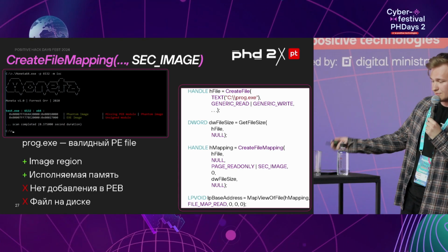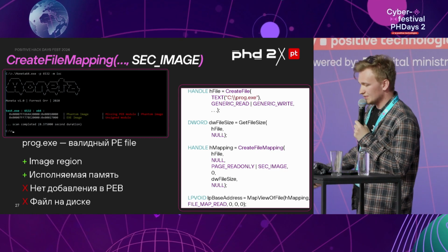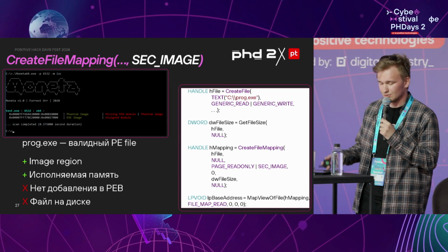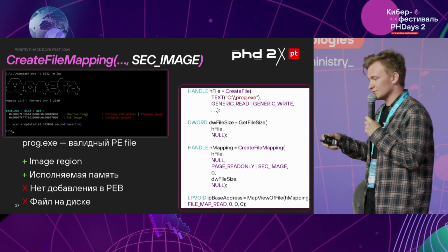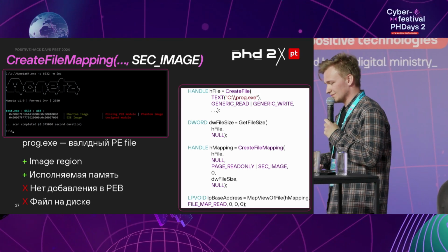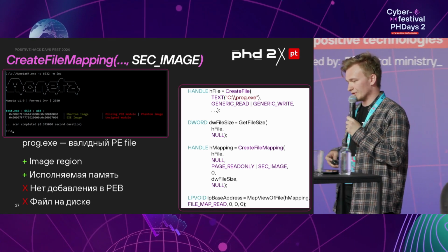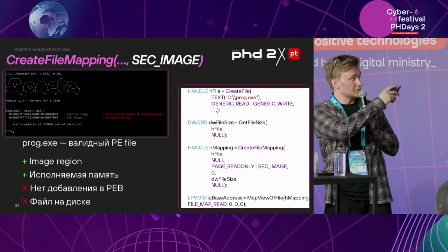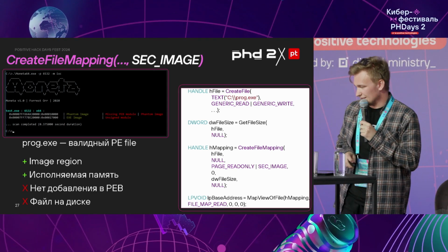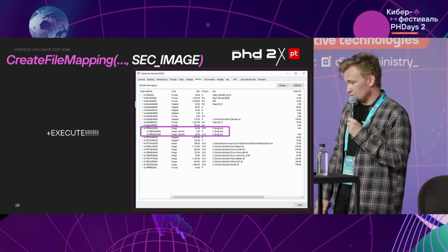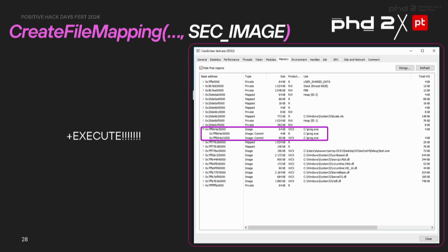The advantages: we get to the image region, the executive memory is there, but we don't have information that our payload is in the PEP, and it is detected that we don't have the file on the disk if we add something to the PEP. Here is a code sample how this can be done. So the GitHub repository has all that. We can launch it. That's great. Our file is mapped in the image region. We have the execute bit, so we can run.